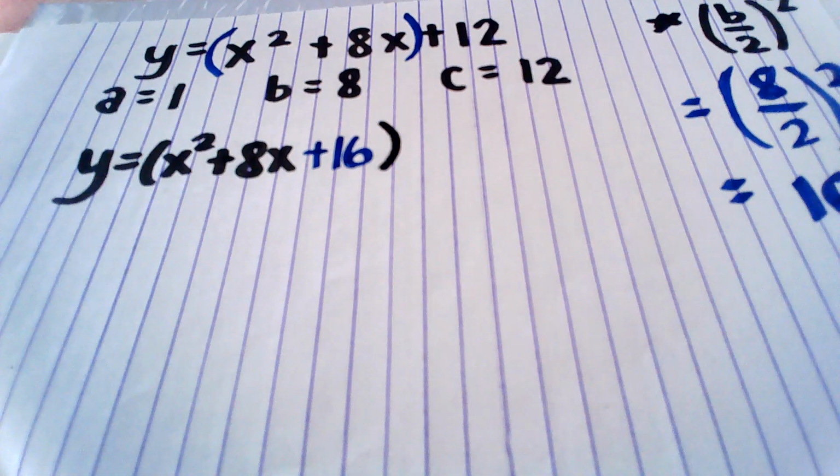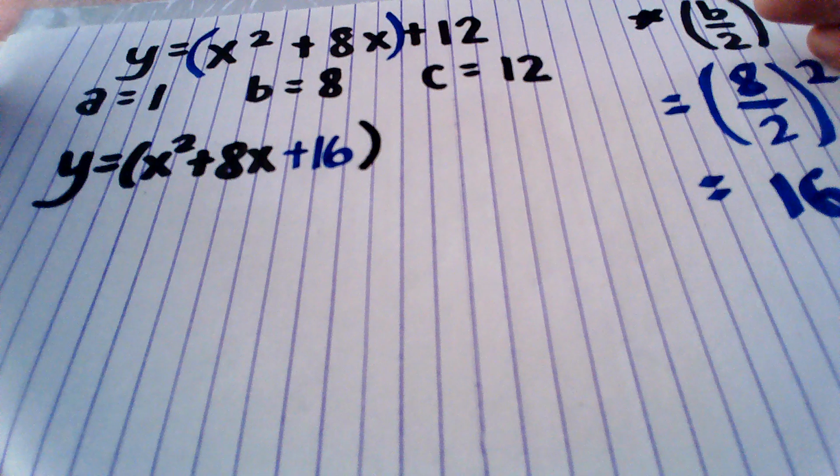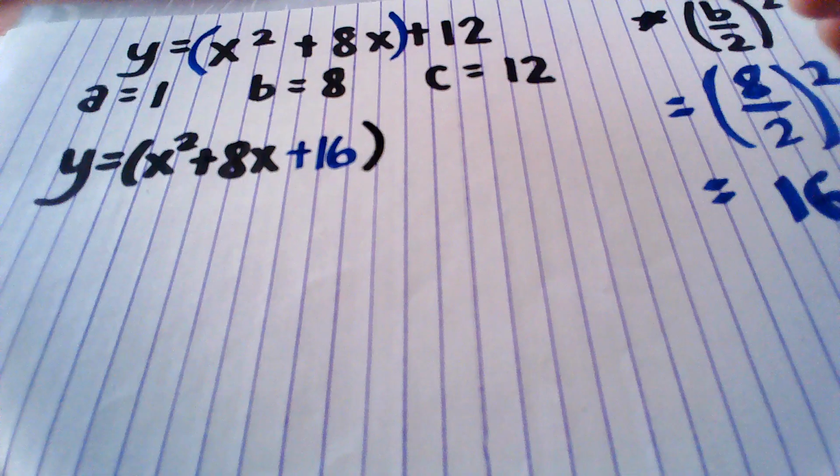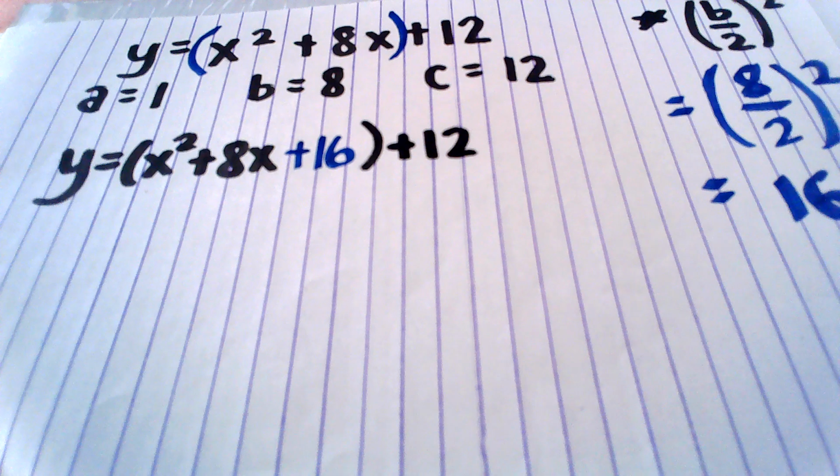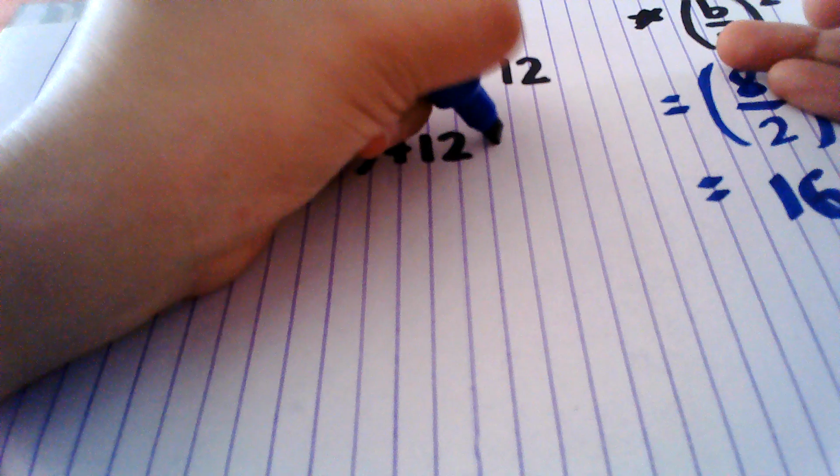And then, to maintain the originality of the equation, if we add 16 on the one side, we make sure that we subtract 16 also.